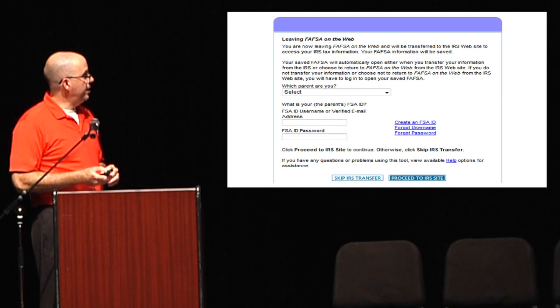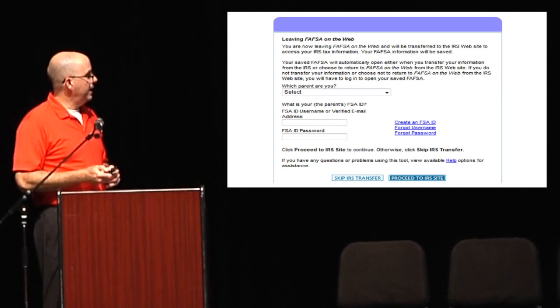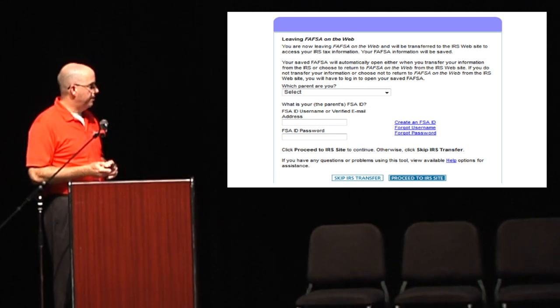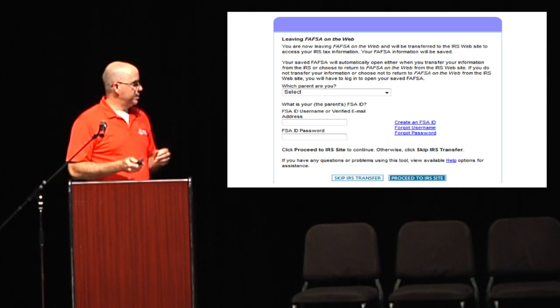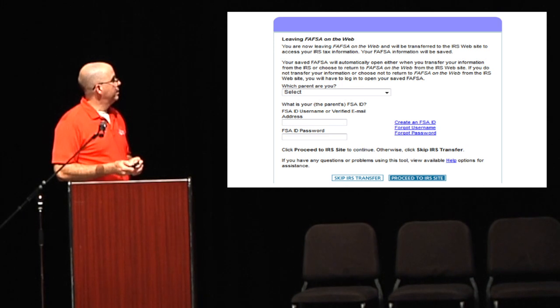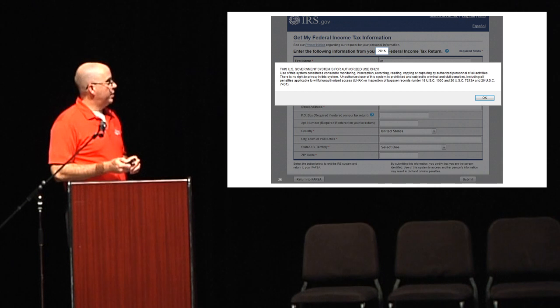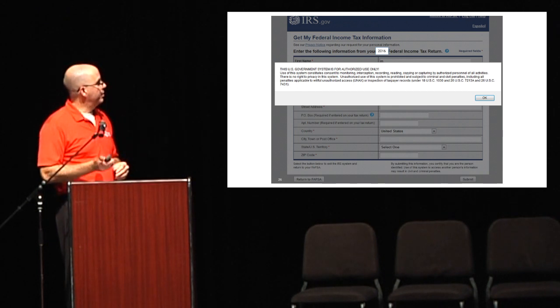Next, it wants to know which parent you are, and then it's going to ask for the parent to enter their FSA ID and their password, and then they're going to click on the bottom right at the bottom there. It says proceed to IRS tax site. It just tells you that you are entering a U.S. government system that's for authorized use only. That's okay. You're going to click on OK.